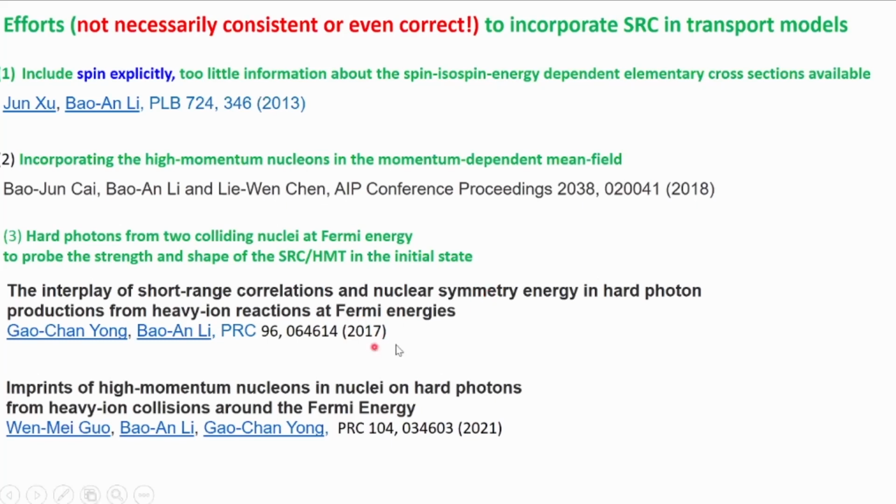We also tried to look at the short-range correlation effects on particle production, like hard photon production, through first-chance nucleon collisions. Those collisions are sensitive to the initial momentum distribution of nucleons in the colliding nuclei. We get some interesting information, but there are many uncertainties involved in this work. So we need to do more to study how short-range correlation may affect heavy-ion reactions.